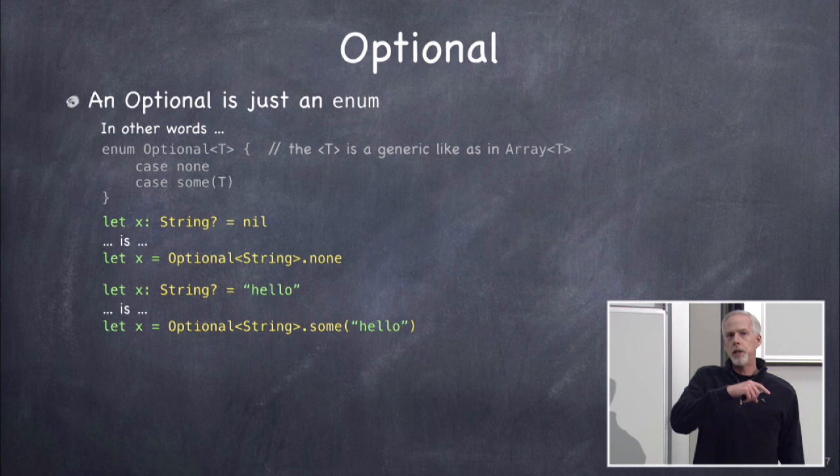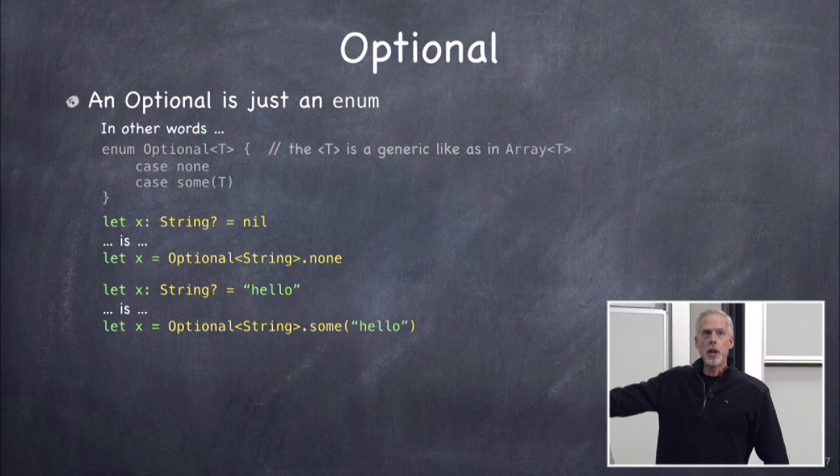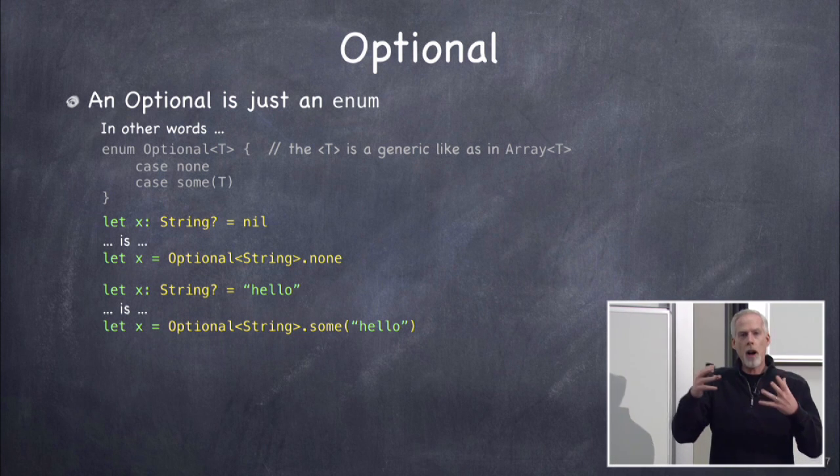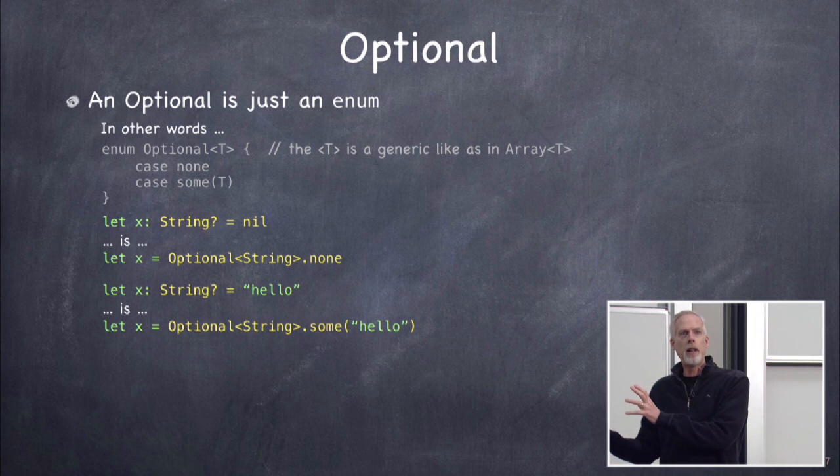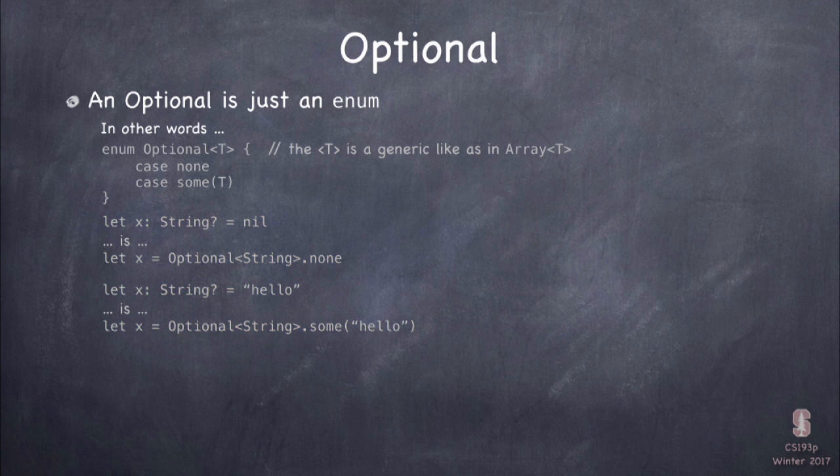And same way, if I say let x equal an optional string that equals hello, I'm just saying x equals optional angle bracket string dot some with associated value hello. Everyone got that? Okay, so that's all that's happening there with the question mark thing.